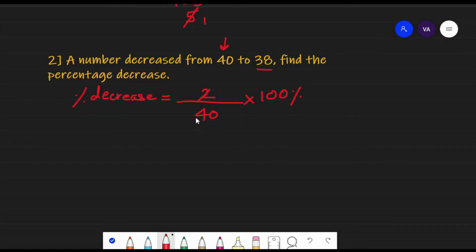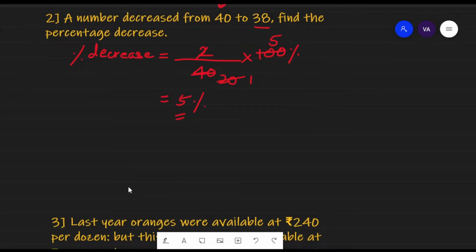So here we have 2 twenties are 40 and 2 ones are 2, 2 times 25 is 50. So we have a 5% decrease in this number. Out of 40 the value has decreased by only 2, but out of 100 the value has decreased by 5. So it is known as percent decrease. Per 100 it has decreased by 5. That is, for every 100 it has decreased by 5. This is the meaning of percent decrease.